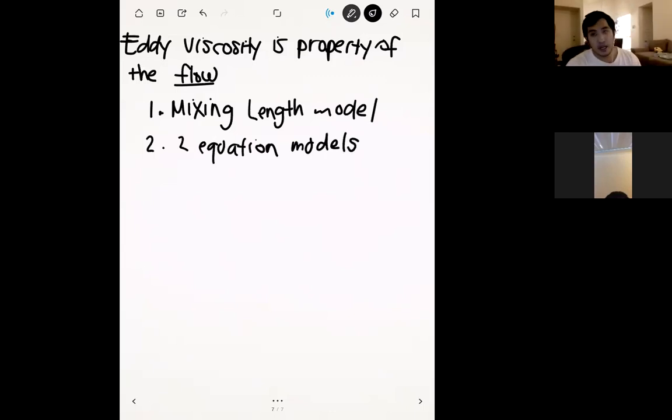We went over this at the very end of the lecture on Monday, but some of the most common ones are the two equation models. We basically add two additional unknowns to our problem, a lot of times the kinetic energy. And the one we went over was called the K epsilon model.